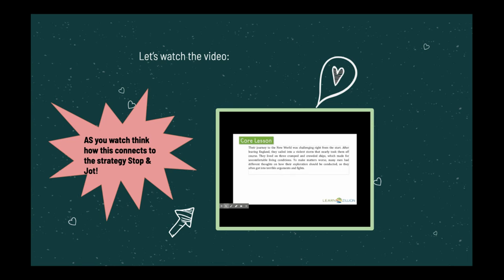So in this lesson, we're reading The Settlers of Jamestown. And in the first sentence here, I see their journey to the New World was challenging right from the start. So I know that this story is going to tell me some problems since the settlers were facing challenges. So I'm going to set up two sticky notes, one with problems and one with solutions, so that I can take notes while I'm reading.